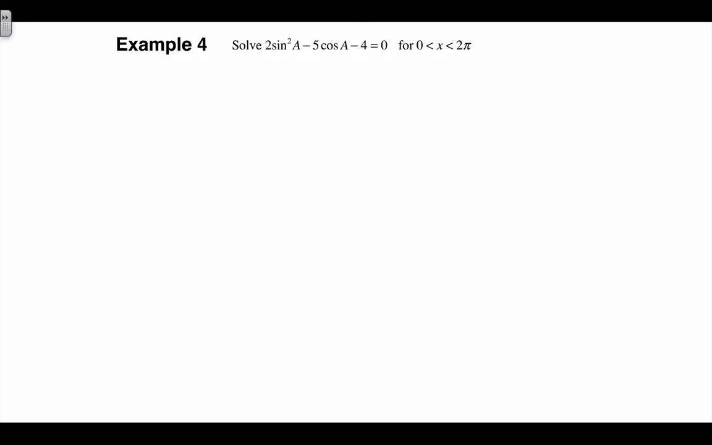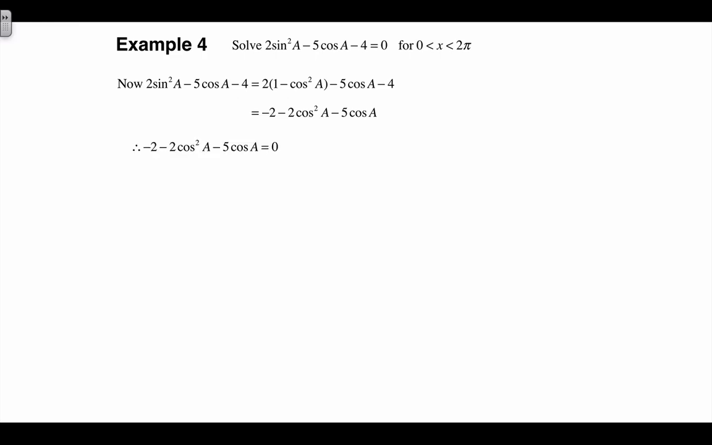Back to example 4. Now this one's a quadratic. 2 sine squared a minus 5 cos a minus 4 is equal to 0. Now we're a little bit concerned about this because we don't have something just in cosine or just in sine. So we're going to need to substitute for sine squared. And we know that sine squared a is 1 minus cos squared a. So substituting that in and collecting all our like terms, we're solving for that equal to 0.